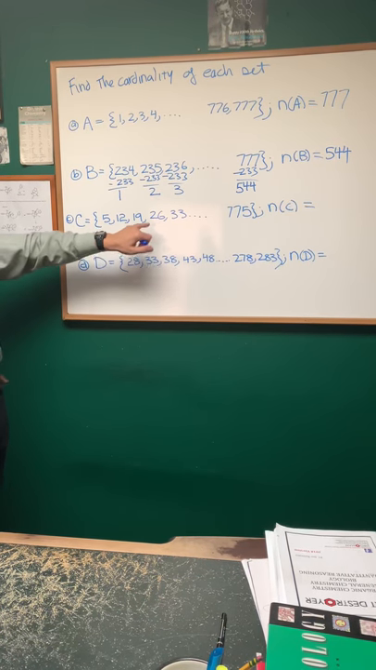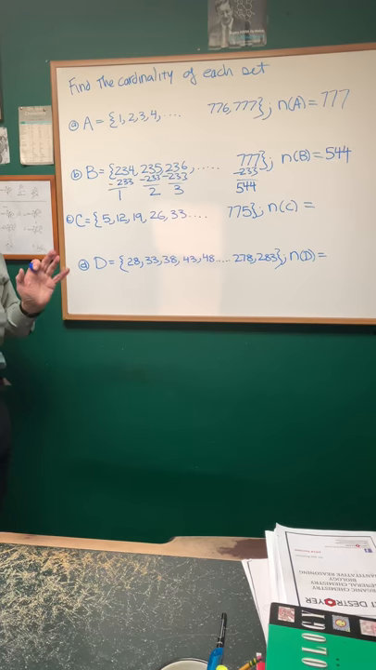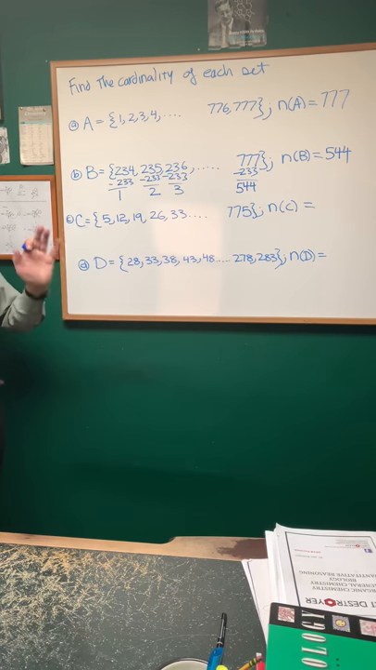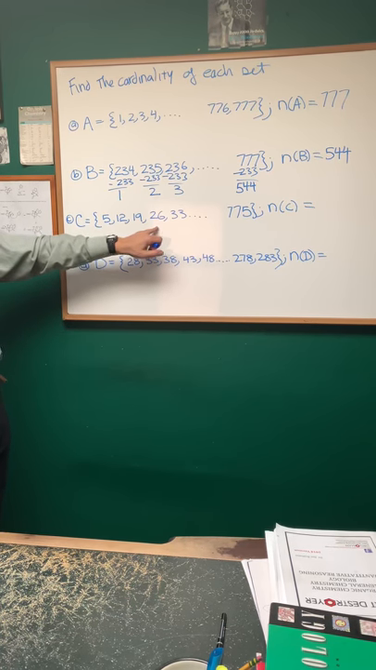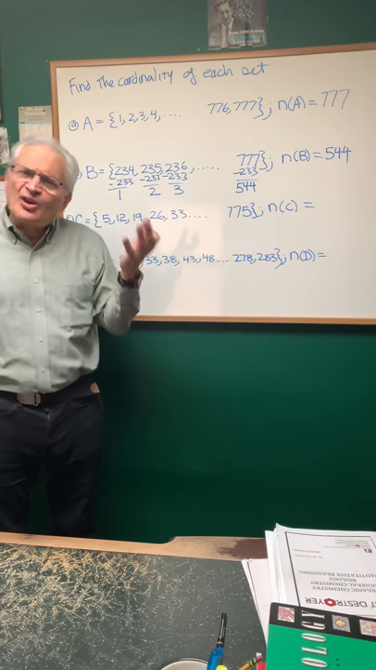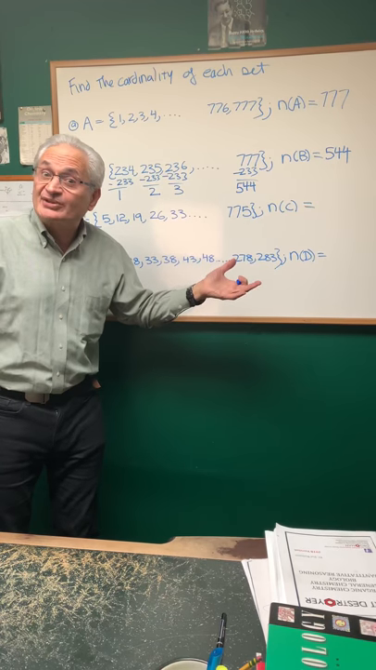5, 12, 19, 26, 33. Oh boy, what do we have here? Well, look at this. Notice that these are not consecutive numbers, but notice that they jump by 7 each time, consistently. 5 plus 7 is 12, plus 7 is 19, plus 7 is 26, etc. Well, when you think to yourself, what other mathematical structure jumps by 7? It would be the 7 times table, right?